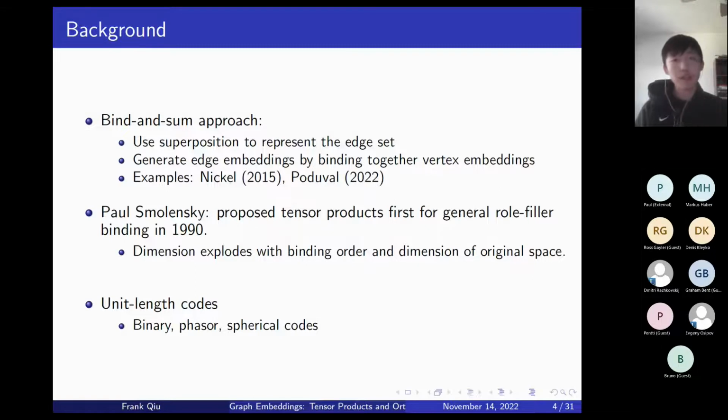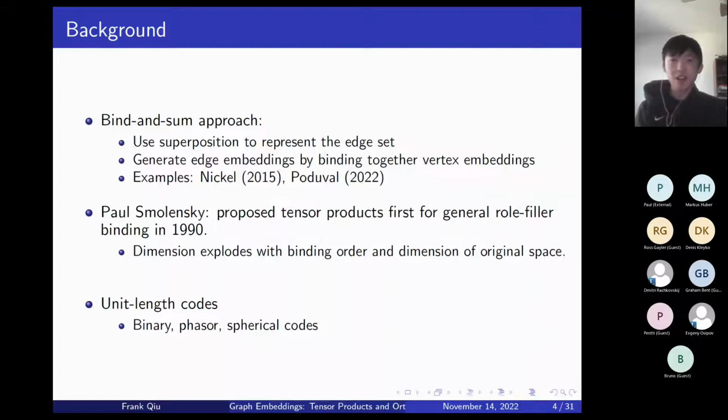And the binding operation I'm going to use, the tensor product, was first proposed by Paul Smolensky in the general context of role filler binding in 1990. And at least from my understanding, originally the field of VSA kind of moved away from the tensor product because the dimension of it explodes with both the binding order, how many things I'm binding together, as well as the dimension of the original space. Like if I'm binding two things together, then the tensor product, the second order tensor, will scale quadratically.